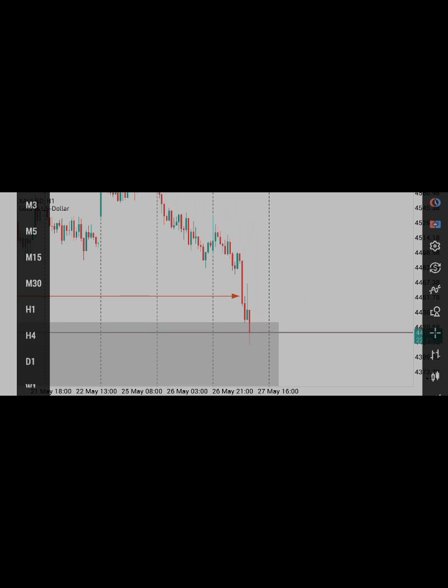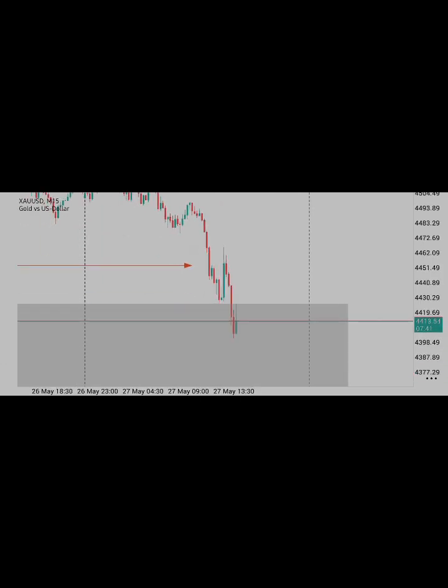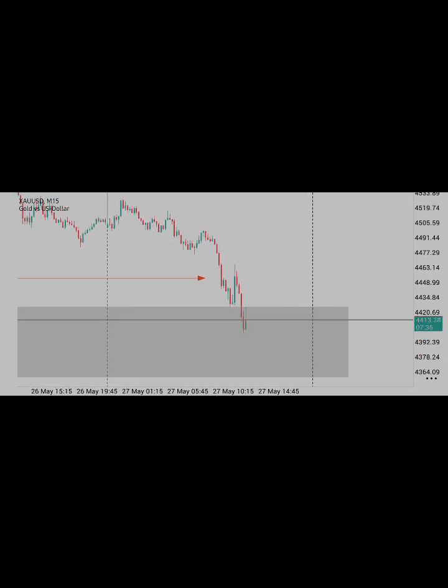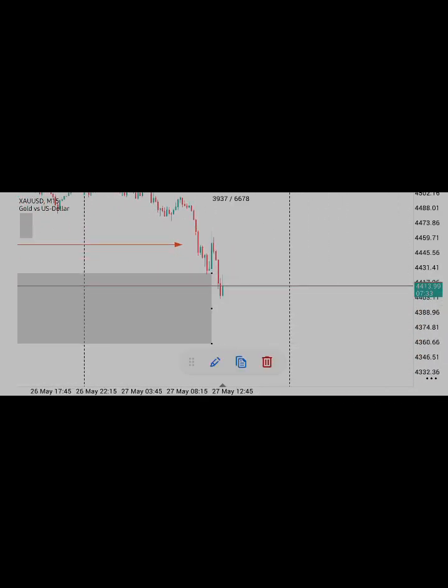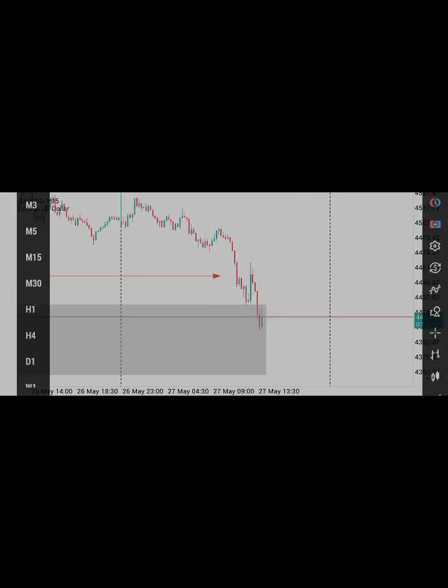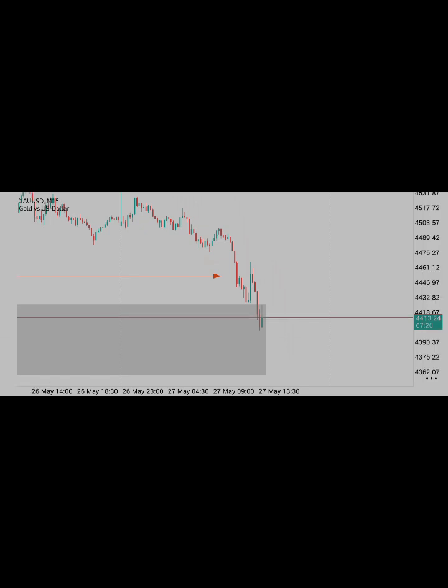Let's come to the 15 minutes. On the 15 minutes, you see we are still bearish. We are still very much bearish. So until there's a confirmation for a retracement, then you can take a short buy. But me, I am not a kind of trader that trades counter trend. No, I don't do that. I only follow the trend.